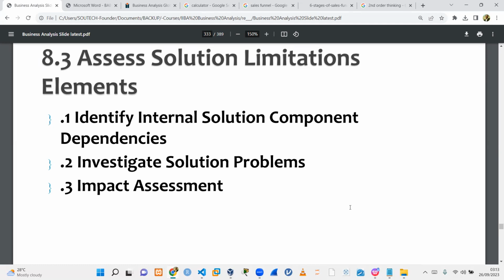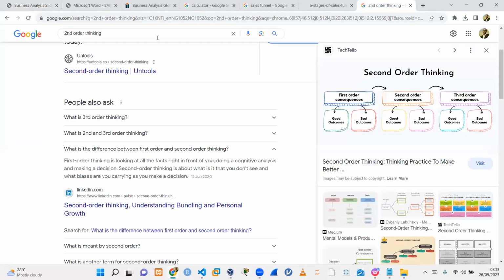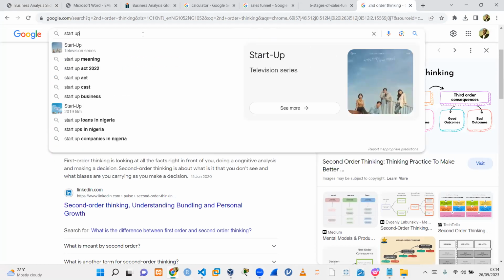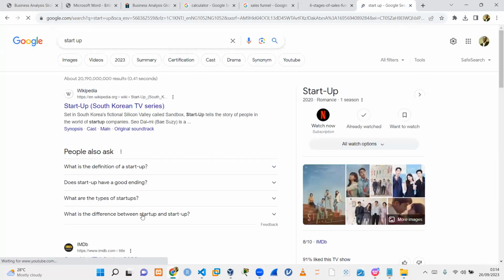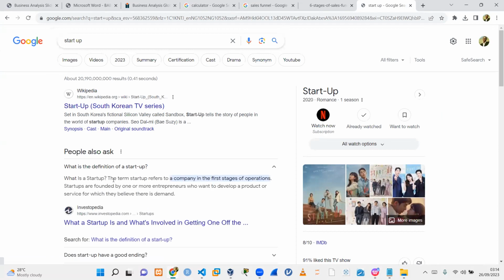That's why startups are known as companies that leverage technology and can grow exponentially, in thousands of percent, with minimal human factor. That's one way you can describe a startup. So, the definition of a startup: the term startup refers to a company in the first stage of operation. Startups are founded by one or more entrepreneurs who want to develop a product or service for which they believe there is demand.